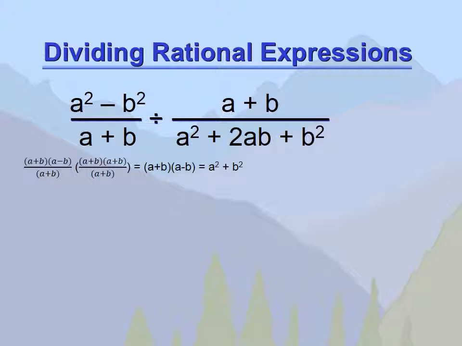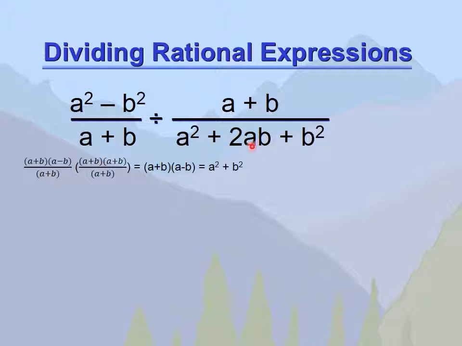Okay, so this one's a little bit more complicated. Not only do we have to keep, change, flip, but then we're also going to have to factor. So a² minus b² is difference of squares. That's a plus b times a minus b. And then we have over a plus b. We're going to change the division to multiply, and then we're going to flip the second term, this a plus b over a² plus 2ab plus b².